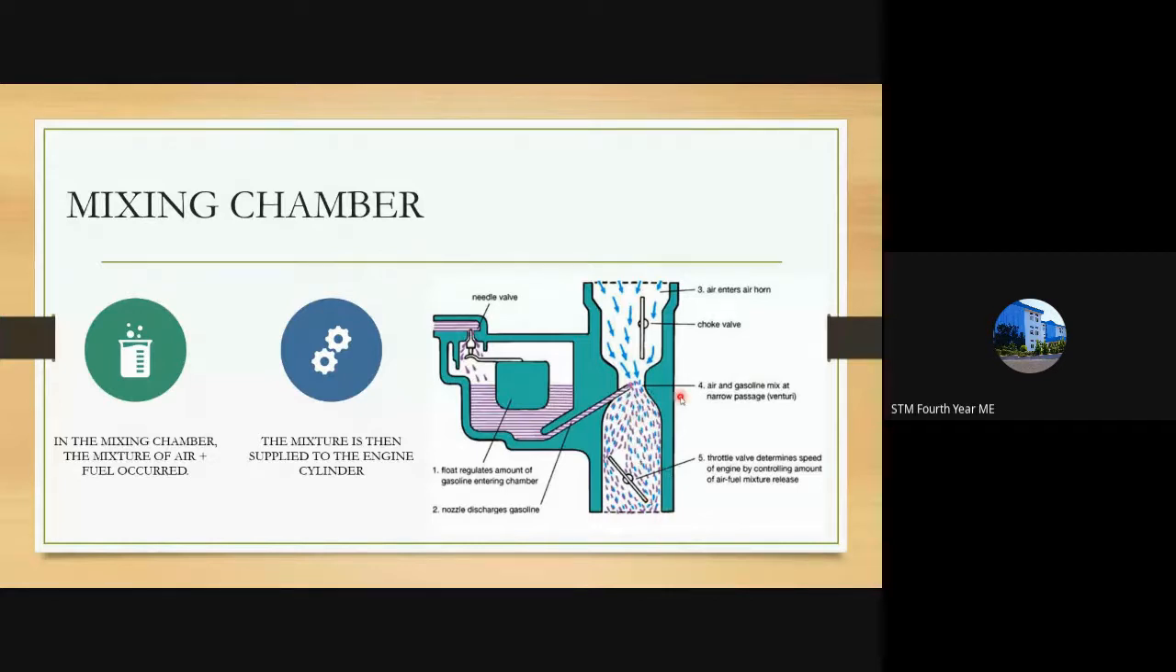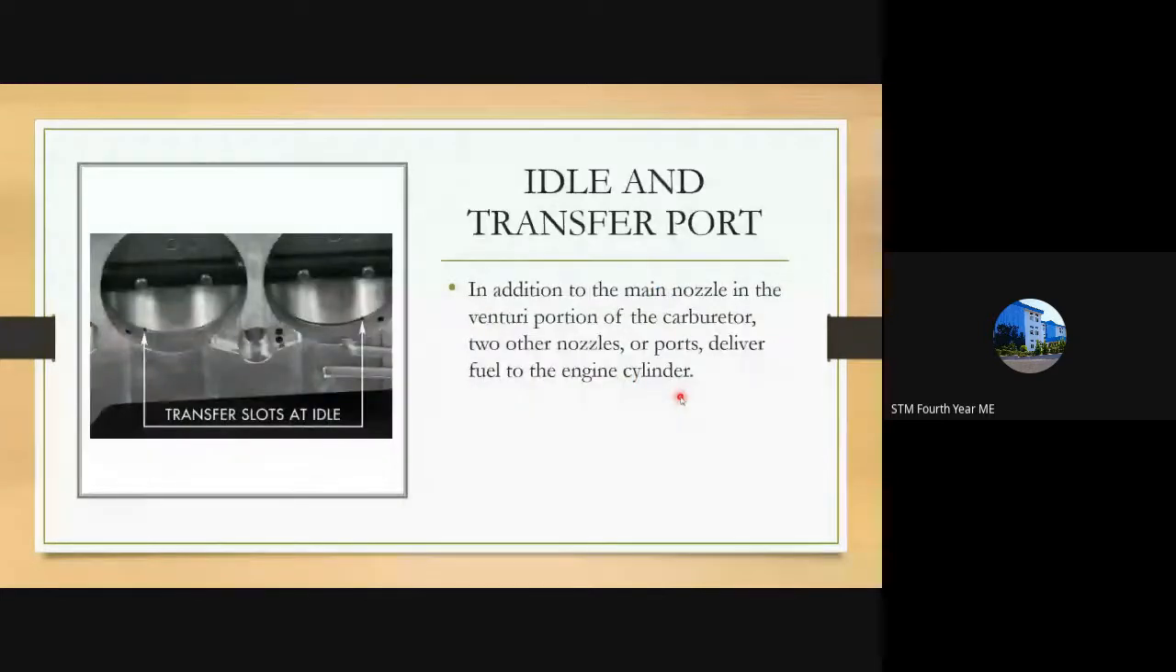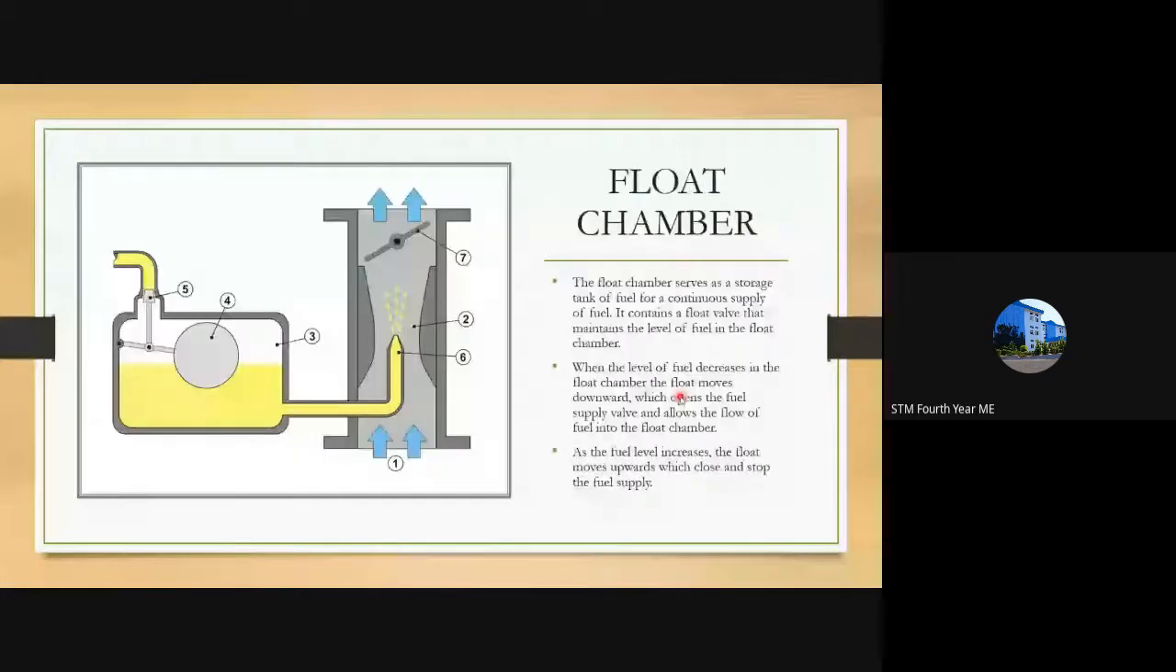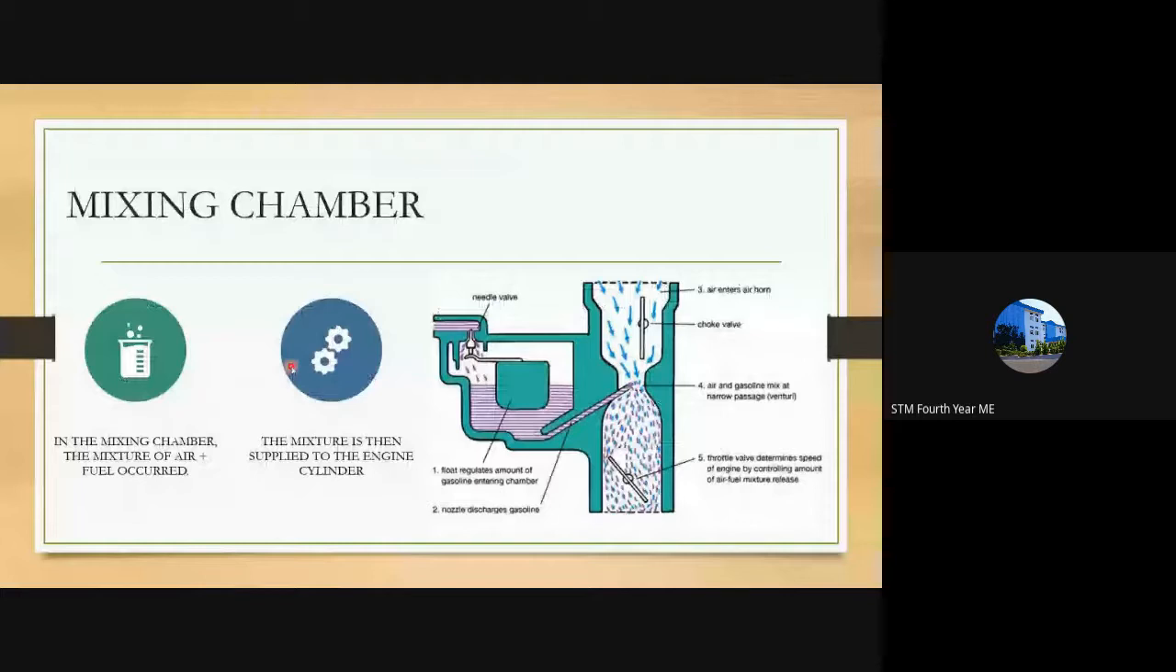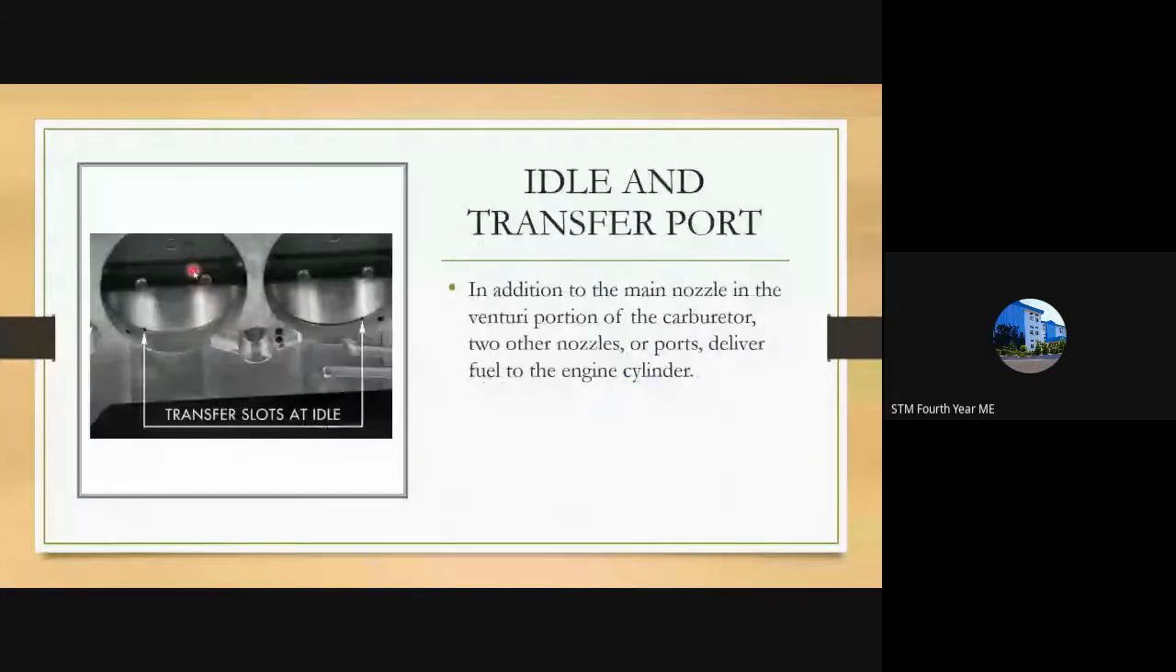Okay. Next component is the idle and transfer port. So we saw the idling system, and in that system itself, there is a port. So this is the port that is coming here. There will be a port here, and through this port, it will go beneath the throttle valve. Such a port is shown here. You can see two holes here. These are the transfer slots at idle. So through that only the fuel and air mixture comes out.